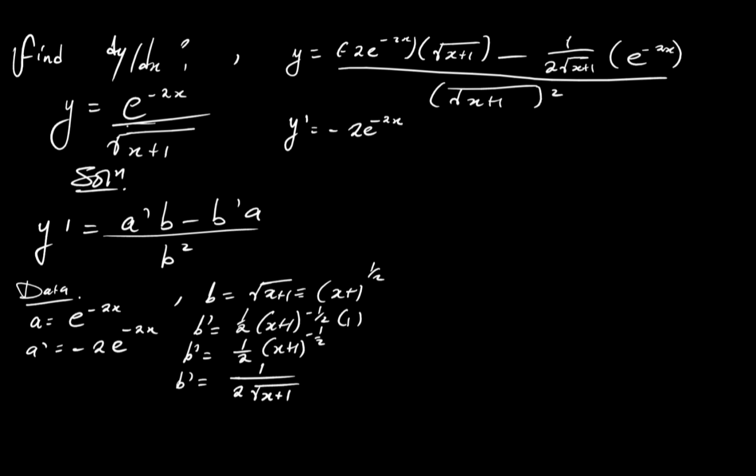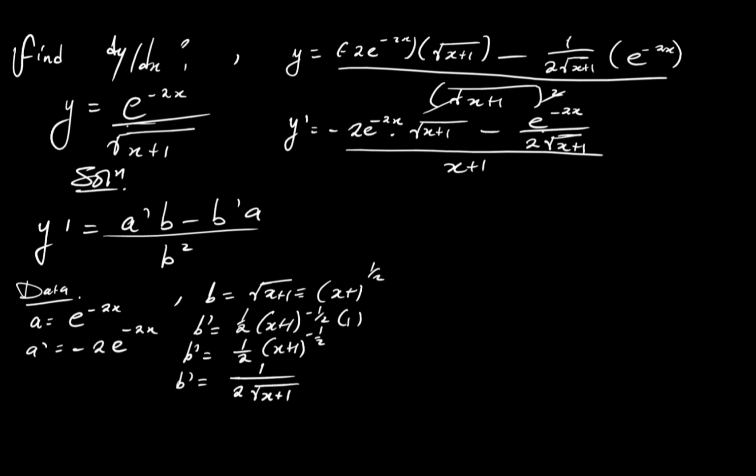So if you follow this out, we'll have minus 2e to the minus 2x, then times root of x plus 1, then minus e to the minus 2x over 2 root of x plus 1. And then this cancels out with that, and you basically have x plus 1.